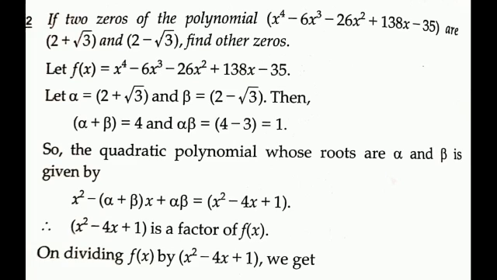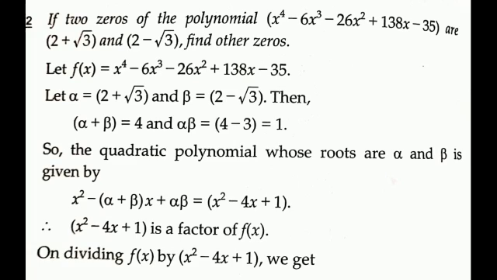So here is the solution. Let the given polynomial be f(x) equal to x raised to the power 4 minus 6x cube minus 26x square plus 138x minus 35, and its zeros be alpha equal to 2 plus root 3 and beta equal to 2 minus root 3. Then alpha plus beta will give us 4 and alpha into beta will give us 4 minus 3, that is equal to 1.